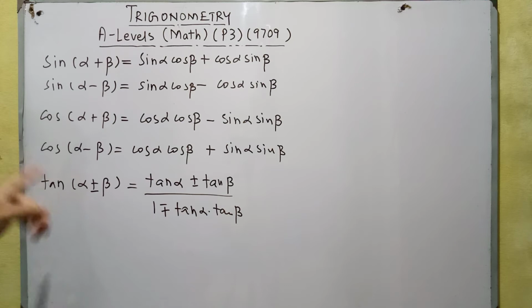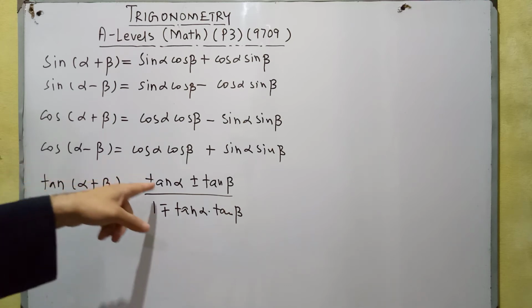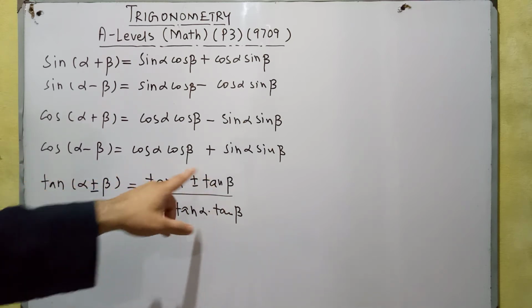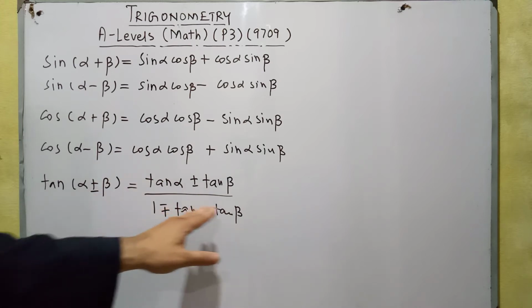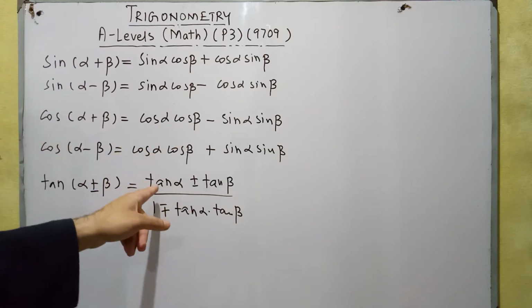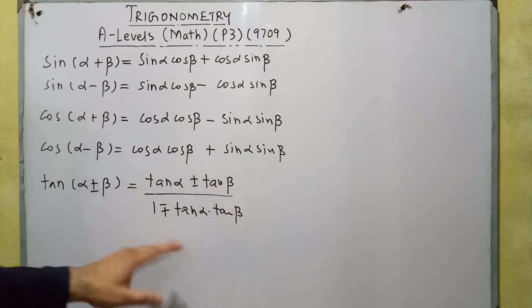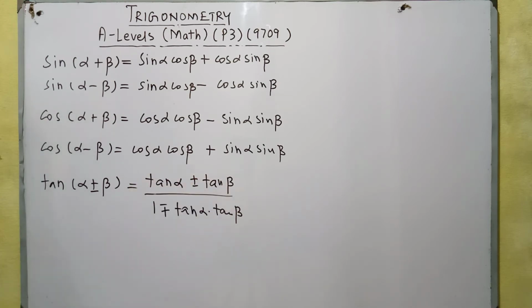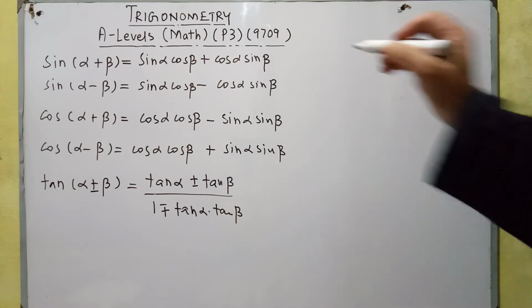In case of tangent alpha plus beta, we will have tangent alpha plus tangent beta divided by 1 minus tangent alpha into tangent beta. But if we expand tangent alpha minus beta, that will be equal to tangent alpha minus tangent beta divided by 1 plus tangent alpha into tangent beta. So these were some basic formulas for trigonometry, and we can deduce double angle identities using these formulas.